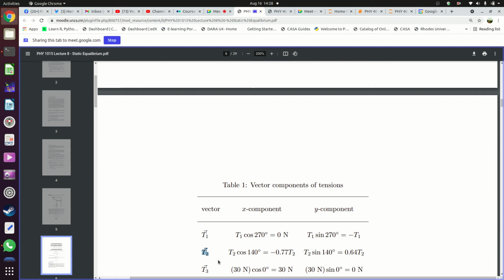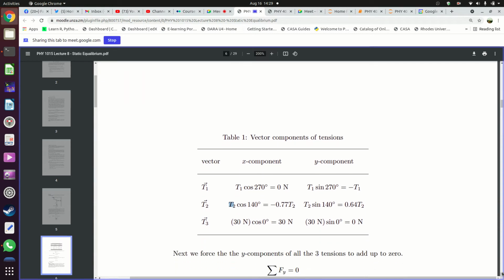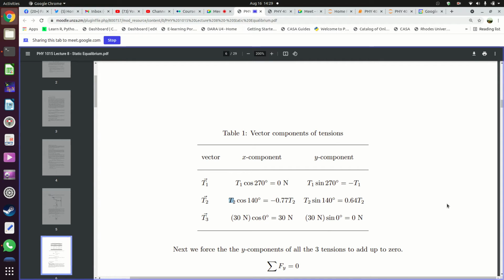We're going to end up with T2 cos 140, which is equal to minus 0.77 T2. Then the y component is going to be T2 sine 140, which is going to give us 0.64 T2. Is that clear? About T2? I need confirmation that people have understood what we're doing. Yes, sir, it's clear. Okay.